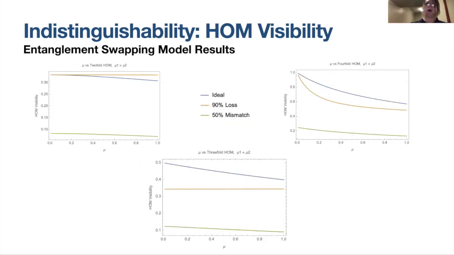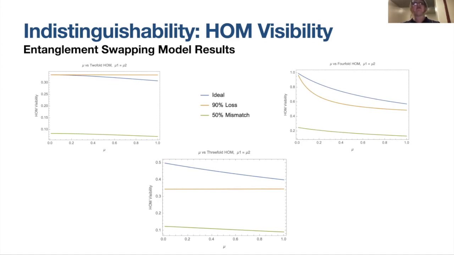We also modeled the more complicated protocol, which was entanglement swapping. And what we found is for the twofold and the threefold that the mismatch parameter affected the visibility much, much more than any linear loss. It affected it basically at zeroth order for the twofold and fourfold HOMs.